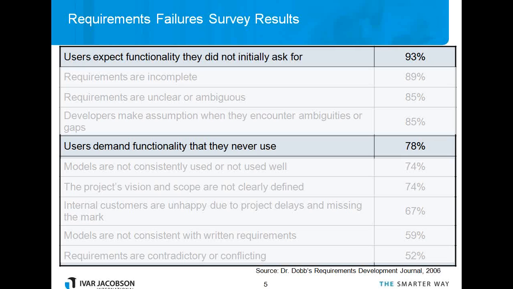Now, I'd like to dig a little bit deeper into some of those numbers, and this particular survey from Dr. Dobbs a number of years ago is an interesting one because this is coming from project teams. What they were reporting, and I've highlighted a couple of the important findings for this particular discussion, is that users expect functionality they didn't ask for. Almost everybody reports that, and that users demand functionality that they never use, and the majority of people report that. So those two things tell me that a couple of things are happening.